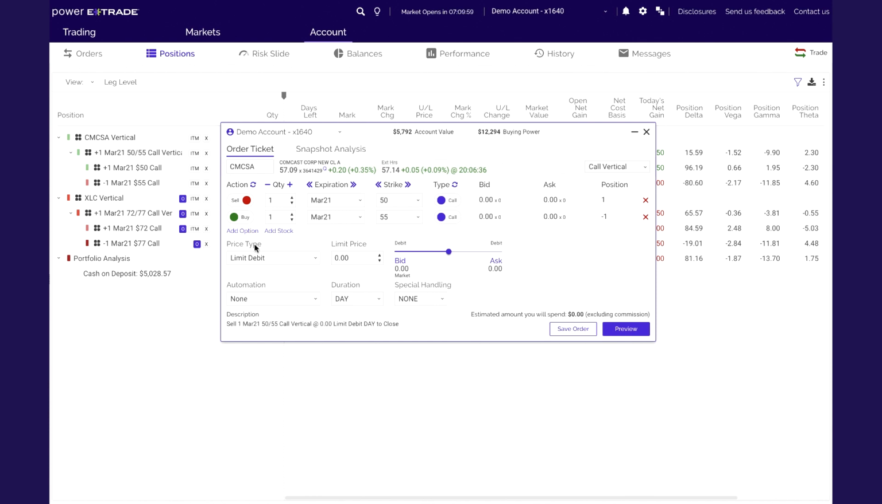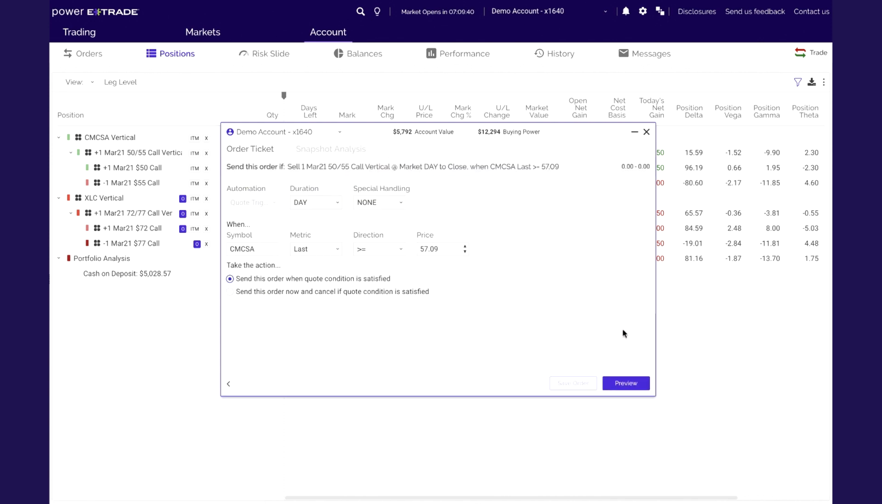I'm changing my price type to market because I don't know what the price is going to be if the condition is that the stock is trading from 57.09 all the way down to 56.09. I'm going to automate this by using the quote trigger, and then I'm going to go to the next step, which is create the trigger. The quote trigger is going to be good until canceled, even though there's only 4 days left.